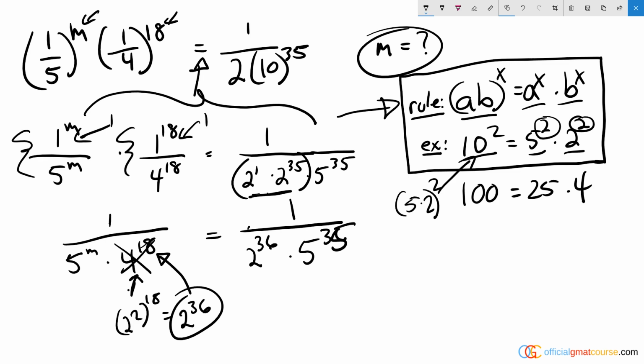Now we have on the left-hand side a 2 to the 36. So those two are equivalent, which means the 5 to the m has to be equal to 5 to the 35th, which means that our answer for m is 35.